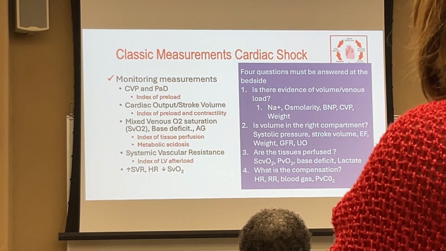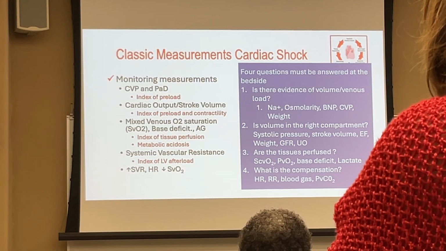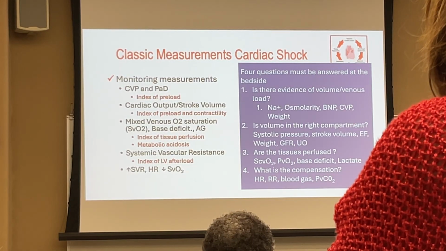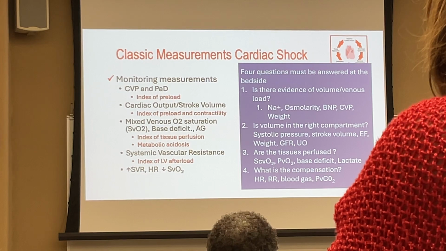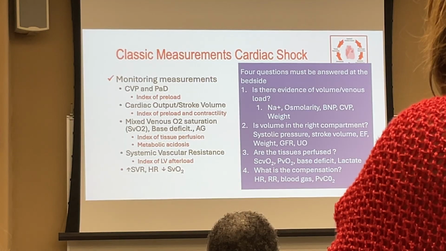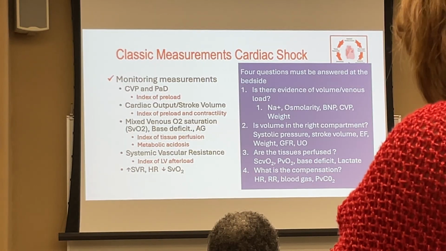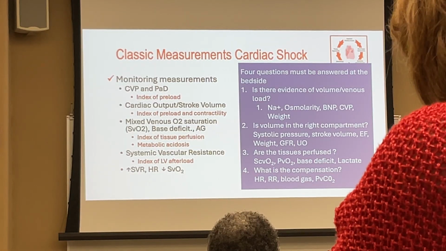I'm going to look at sodium. I'm going to look at osm, which is the content and concentration. I'm going to look at your beta-natriuretic peptide hormone, BNP. I'm going to look at your CVP, and I'm going to look at your weight. These are simple strategies to say, do you have volume, yes or no? Where is it? Okay. So if CVP is up, weight is up, you've got bilateral peripheral edema, you've got volume, but it's in the wrong compartment.